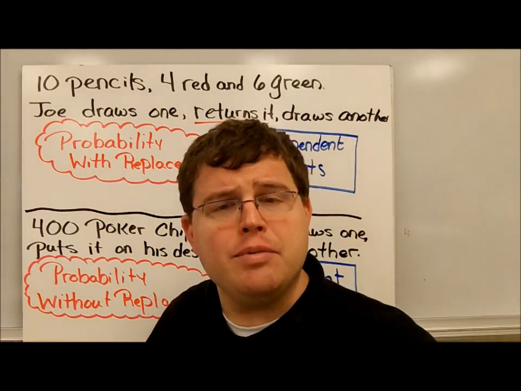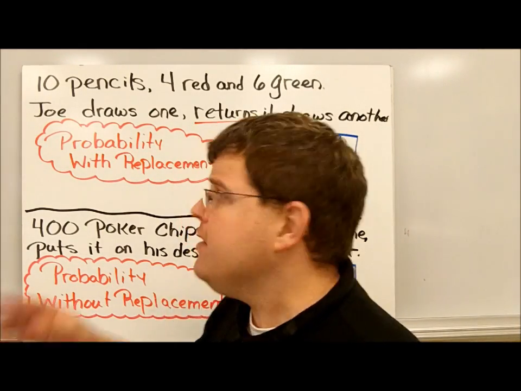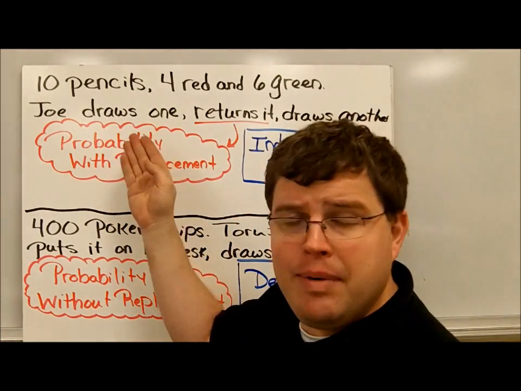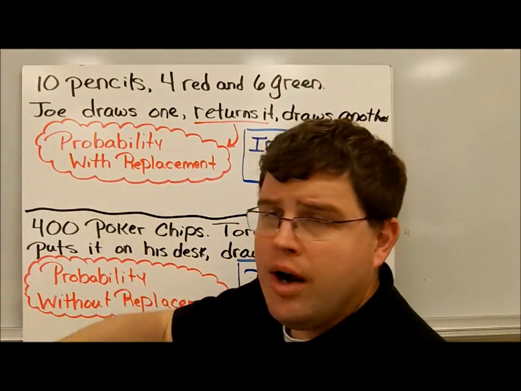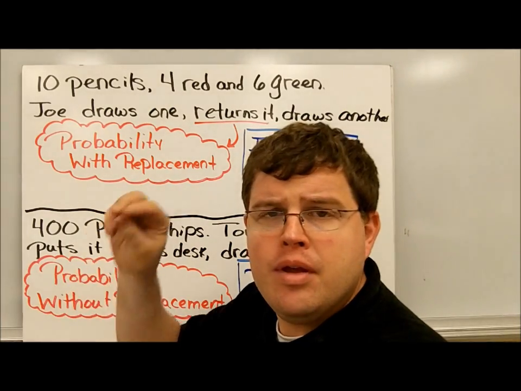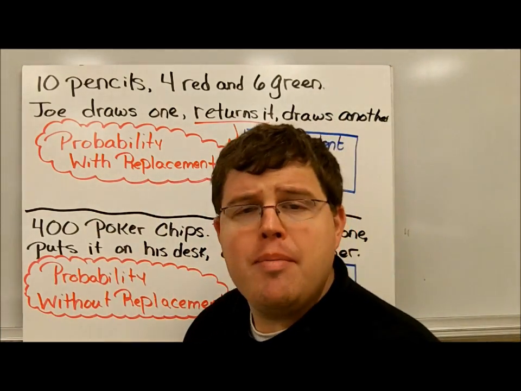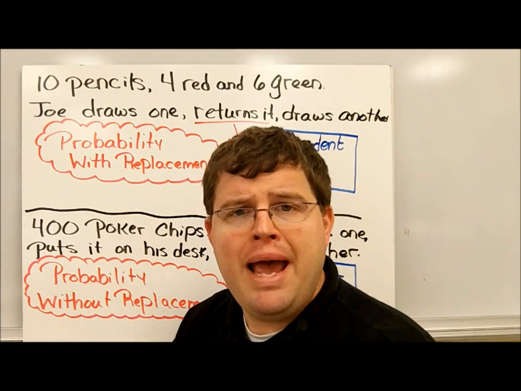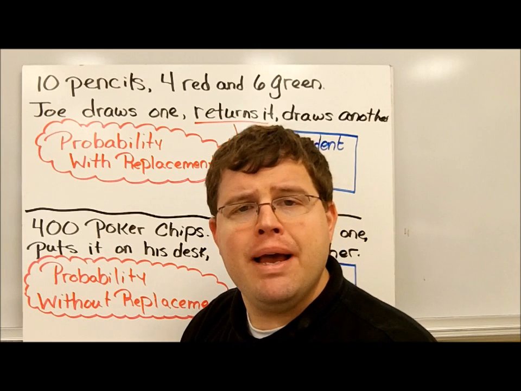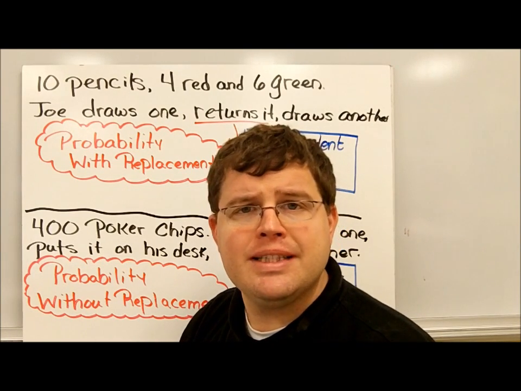Here's a couple of examples just to get you the idea of dependent versus independent events. Here we have Joe. He has 10 pencils. 4 of them are red, 6 of them are green. And he draws one out of his pencil bag, puts it back, and draws another one. This is probability with replacement because he took the first pencil and put it back. Therefore, they're independent events. What happened the first time will not at all impact what could happen the second time.